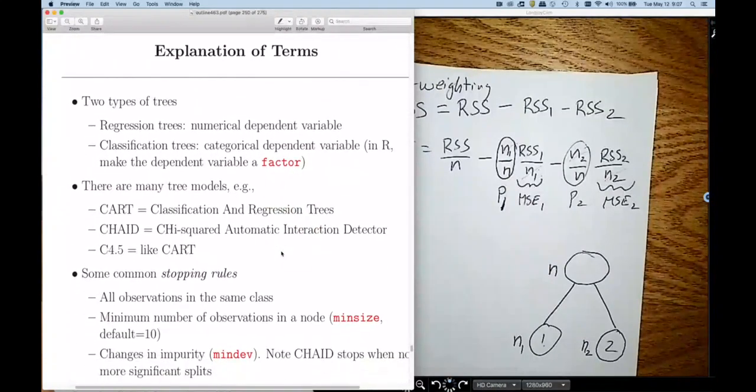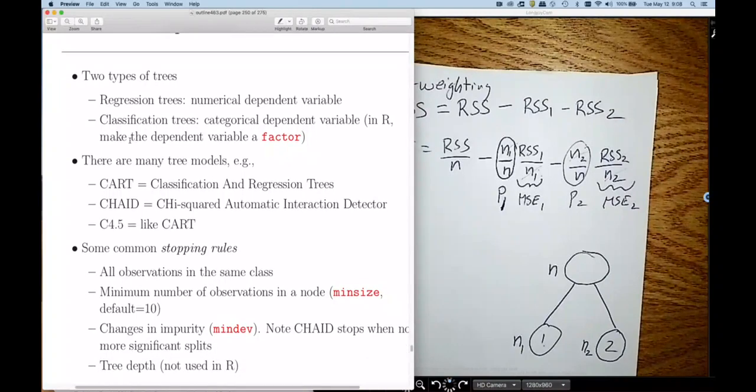I want to just give you a little bit broader perspective on trees. So a couple terms. Regression trees have numerical dependent variables. Categorical variables are called classification trees. There's a lot of different trees that have been proposed over the years. I'm really focusing in on one method, which is CART. Another method that you should know about is C4.5.